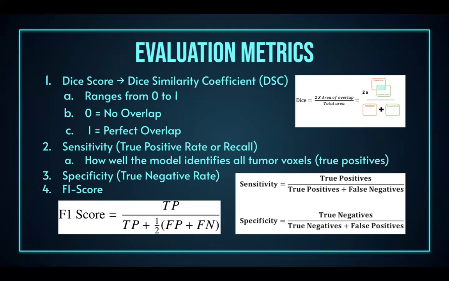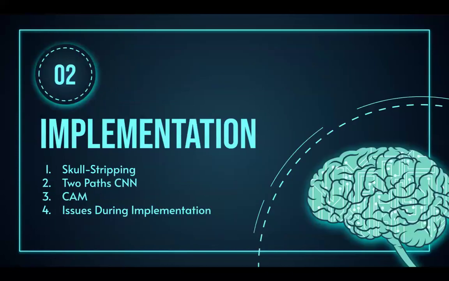First one is the Dice score, which is the Dice similarity coefficient, which measures the degree of overlap between the model's predictions and the ground truth. This value ranges from 0 to 1, 0 meaning no overlap, and 1 is a perfect overlap. Second, we wanted to use sensitivity, which is the true positive rate. Third, we wanted to use the true negative rate. And lastly, we wanted to use the F1 score, which is calculated using precision and recall.